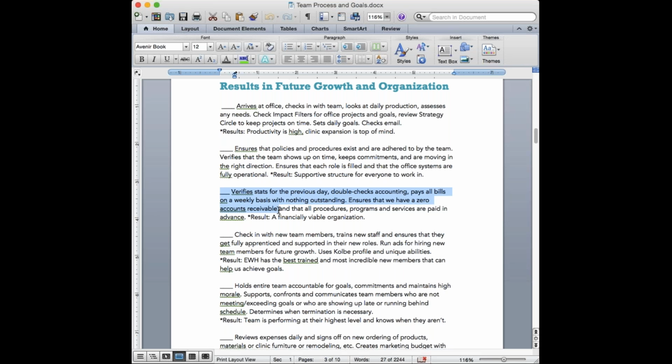I'm going to pay all bills on a weekly basis with nothing outstanding. That's a big one, especially if you're doing high-ticket items like stem cells or different things that have somewhat higher costs. What'll happen is you'll get huge deposits, but if you're not paying off those accounts receivable in a timely fashion, it will create a very false sense of profitability.